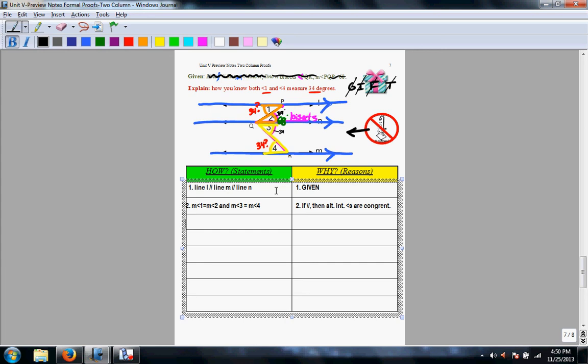Now we still have to get something else that's up here. We also know, number 3, that line N bisects angle PQR. We know that because it's given. And we also know that the measure of angle PQR equals 68 degrees because it's given.